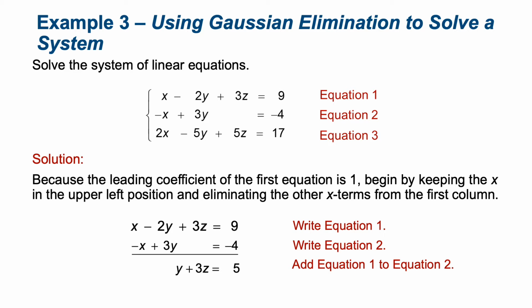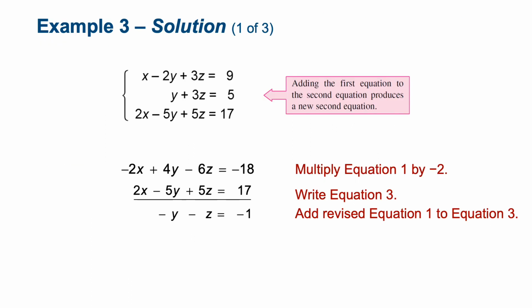So we have equation 1 and equation 2, and let's add them. And then we get y plus 3z is equal to 5. So then we can rewrite this, right? We added the first to the second, replaced it, and got this new second equation.